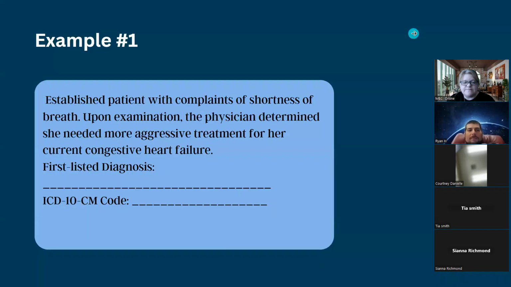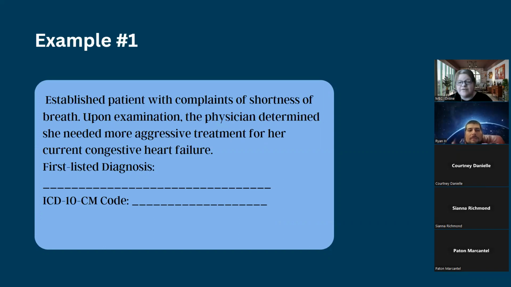All right, so I wanted to show y'all, similar to what you're going to be looking at coming up, a basic scenario of what you're going to be coding. In this particular one, they ask for the first listed diagnosis and the ICD-10 code. What we're going to do right now is read this together and pick out what we think are keywords. And generally, guys, when you're picking out your keywords, that's also going to be your first listed diagnosis.